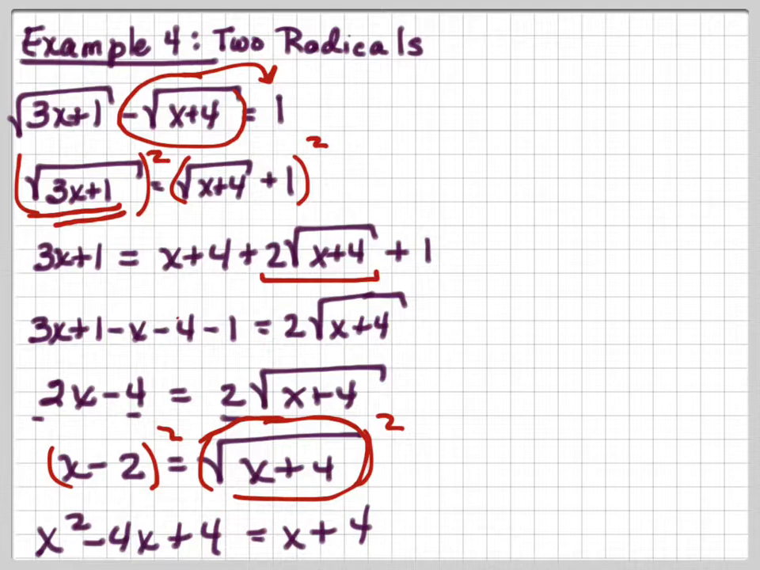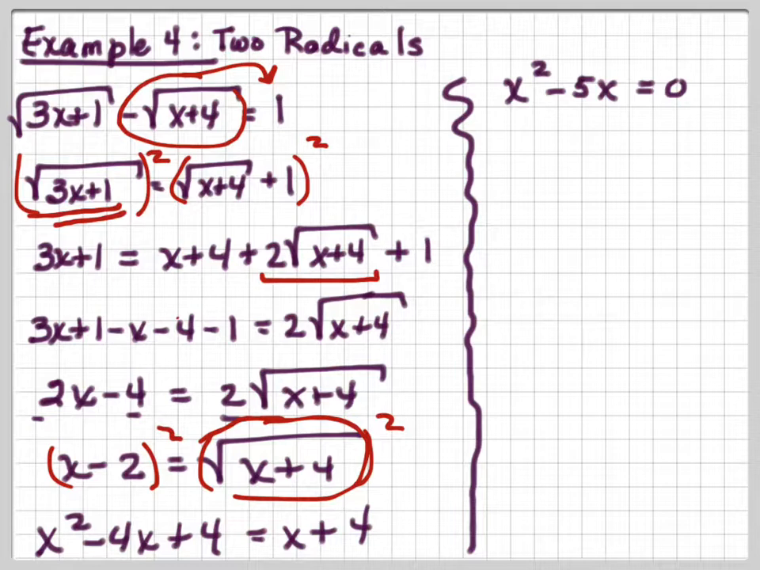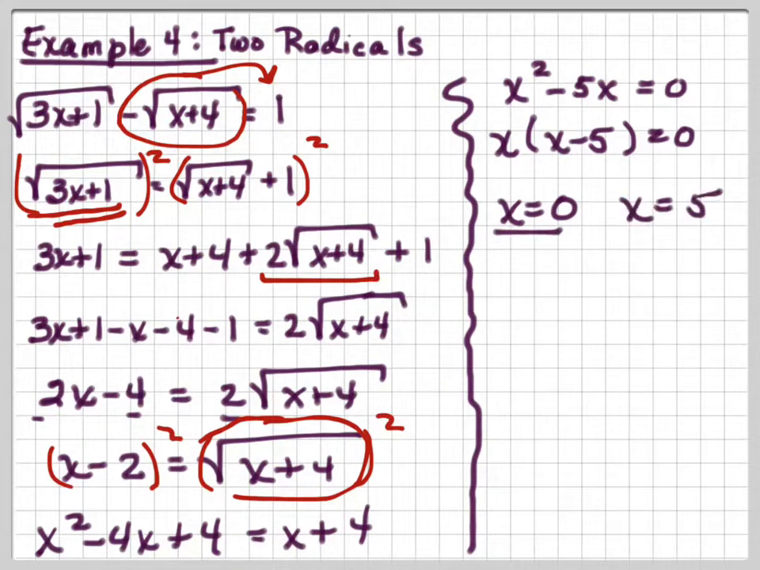See how this is getting easier and easier all the time? Putting things together, I get x squared minus 5x equals 0, when I subtract 4 and subtract x. So I factor this, x times x minus 5 equals 0. So that means x equals 0 or x equals 5. Well, we need to check both of these.